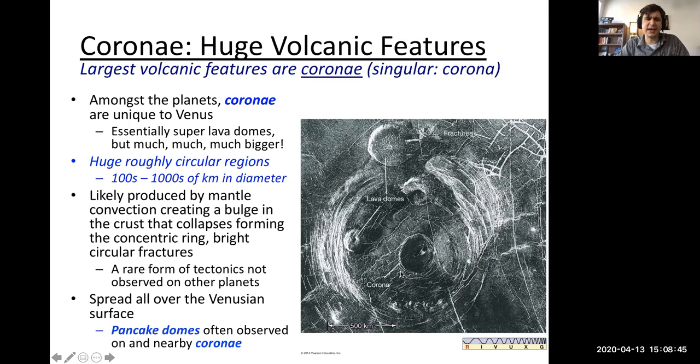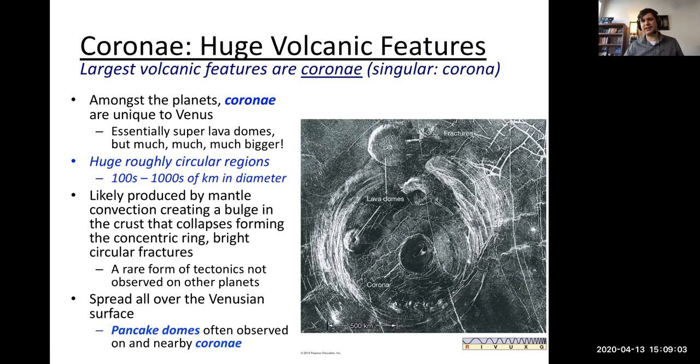And these things are scattered all over the surface of Venus, and they are absolutely huge. They are hundreds to thousands of kilometers across. Our scale bar is 500 kilometers here. This thing's nearly 1,000 kilometers in diameter. So how are these thought to have formed?